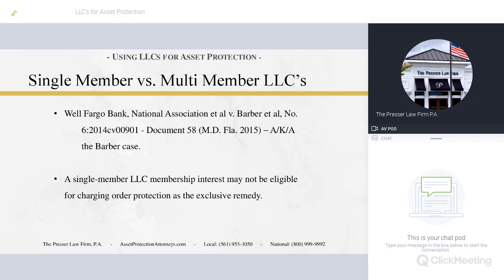So states like Delaware, it's still the exclusive remedy. There are other states where it's the exclusive remedy. Many states allow for additional remedies, including foreclosure, which means that a creditor can foreclose on your interest and take over your ownership. So when we talk about choosing a jurisdiction, that will be one of the factors. So if you're in a jurisdiction where charging order is the exclusive remedy and the single members have the same protection as multi-members, you're in great shape.